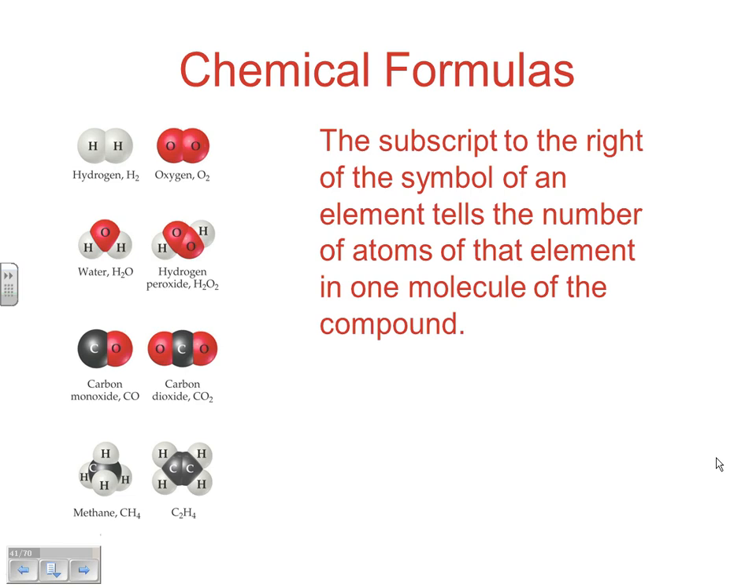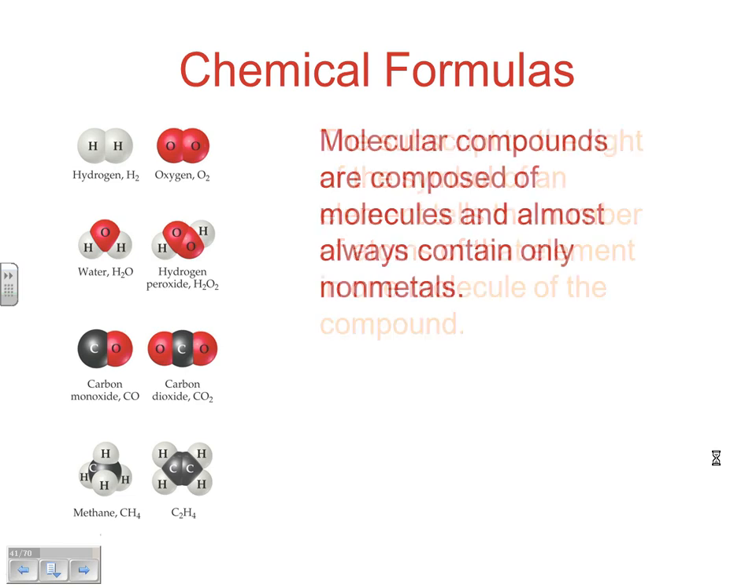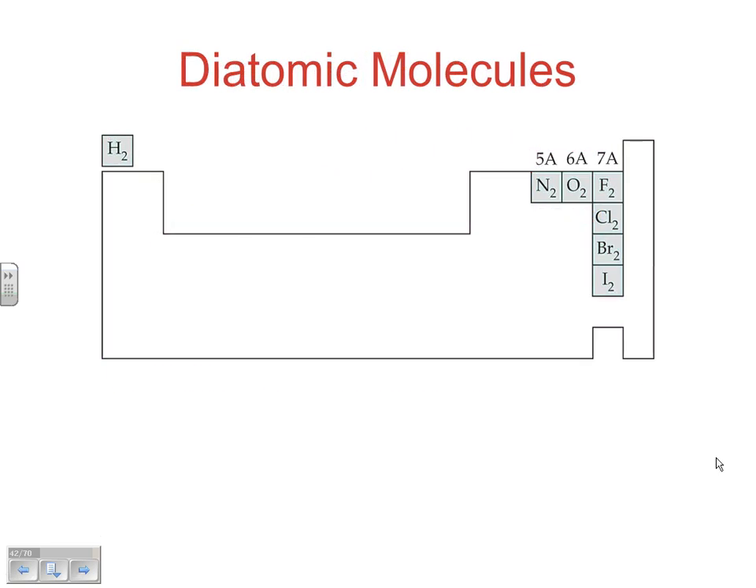Now, the subscript to the right of the symbol of an element tells the number of atoms of that element in one molecule of the compound. So your subscript describes how many of that particular element. And molecular compounds are composed of molecules and almost always contain only nonmetals. Here we're looking at the specific idea of this fundamental particle, the molecule. So we have atoms, we have molecules, and then we also have formula units for ionic compounds.